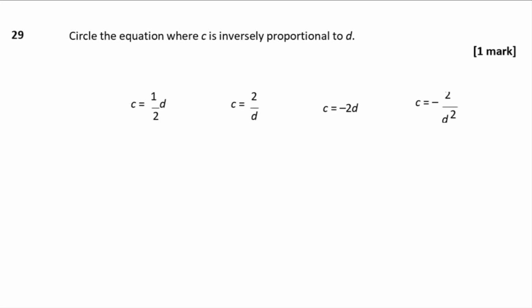Question 29, circle the equation where C is inversely proportional to D. Well, if C is inversely proportional to D, then we're going to have D on the bottom and C on the top like that, which means C is going to be equal to some constant divided by D. Okay, so which ones look like that? It's got to be that one there. That's the only one with D on the bottom with D as a single power. This has got D on the bottom but it's squared, so that one isn't right. And the other two have got D on the top, which means that they would be proportional to, not inversely proportional to. Okay, so it's going to be C equals 2 over D.